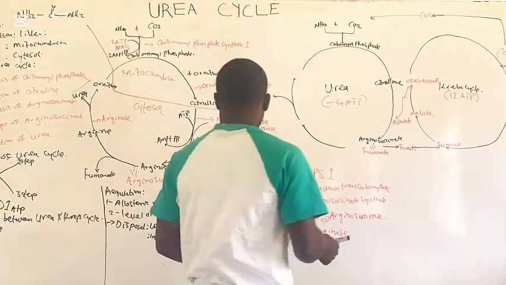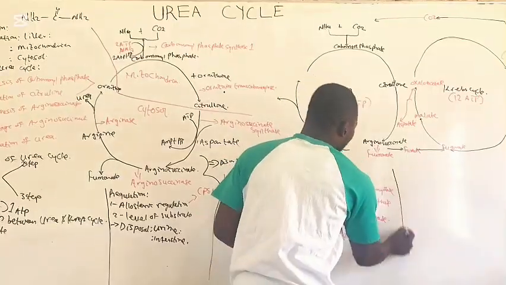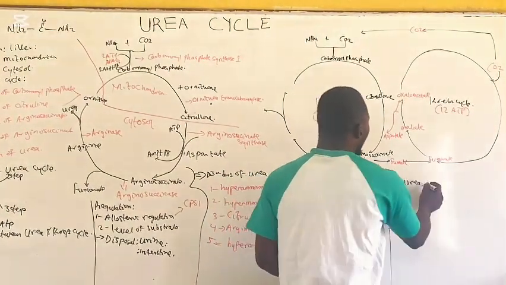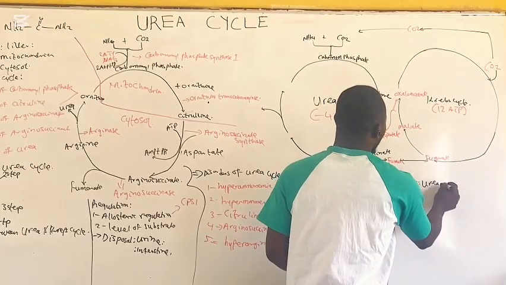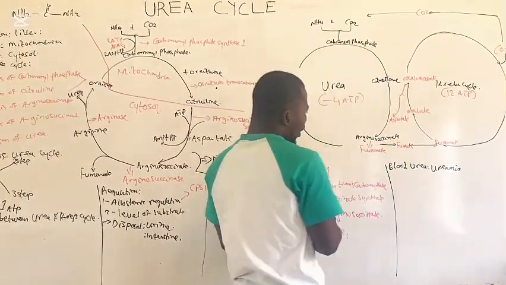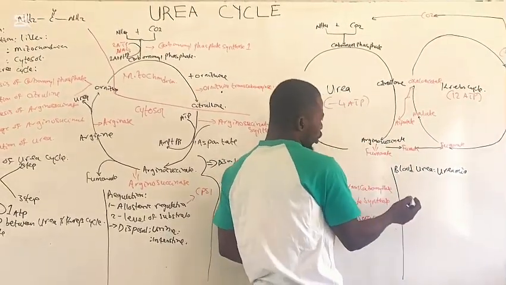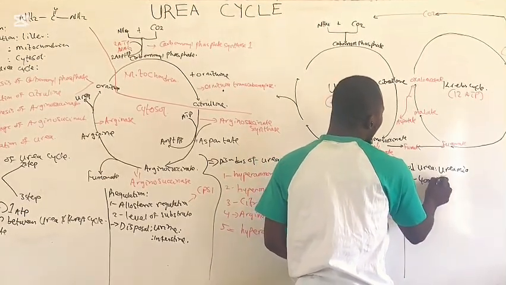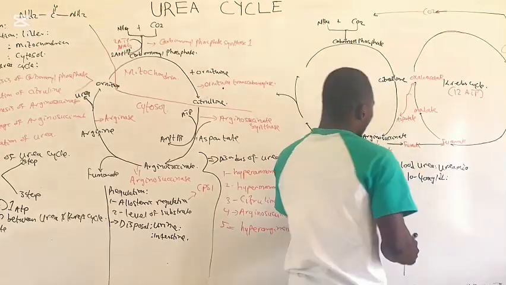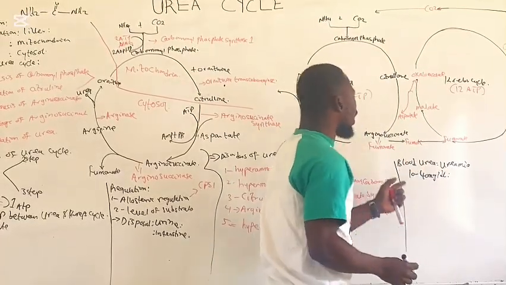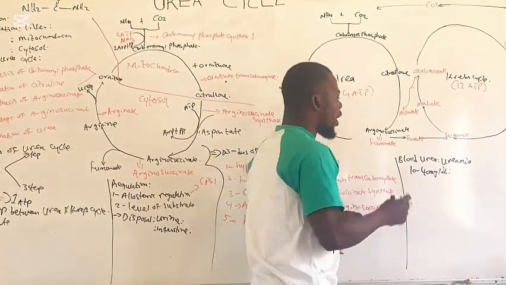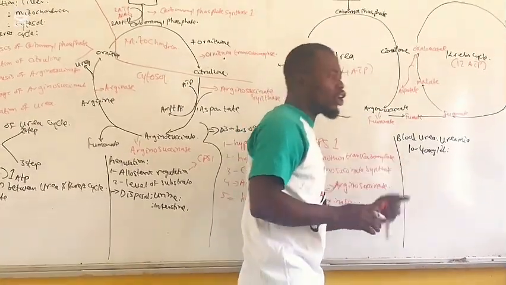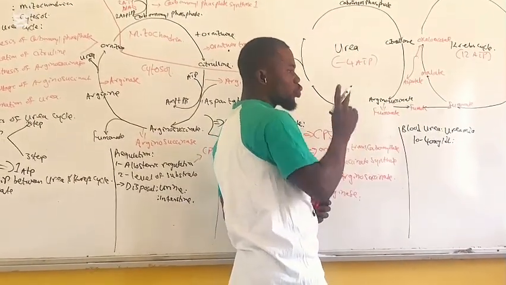The last thing we shall be talking on under the urea cycle is blood urea. The presence of urea in blood is called uremia. In a normal healthy individual, the concentration of urea in blood is approximately 10 to 40 milligram per dl. The causes of increase in the concentration of urea in blood are classified into 3.